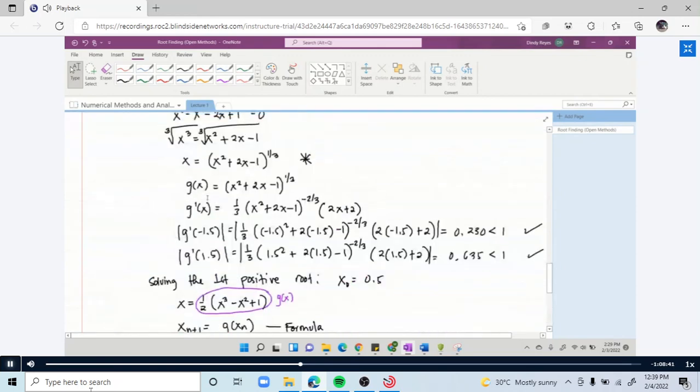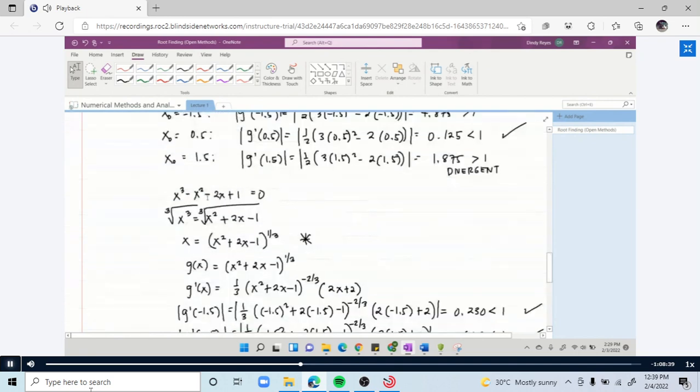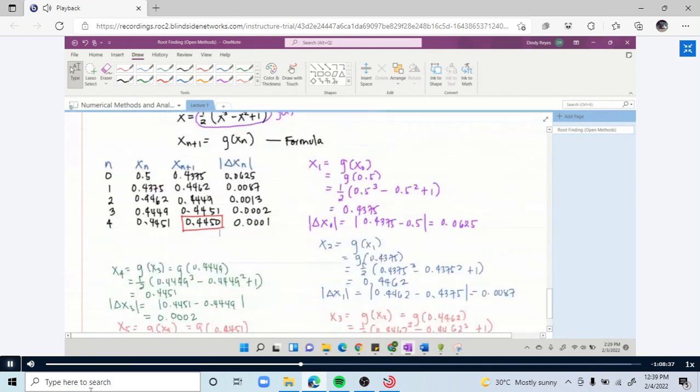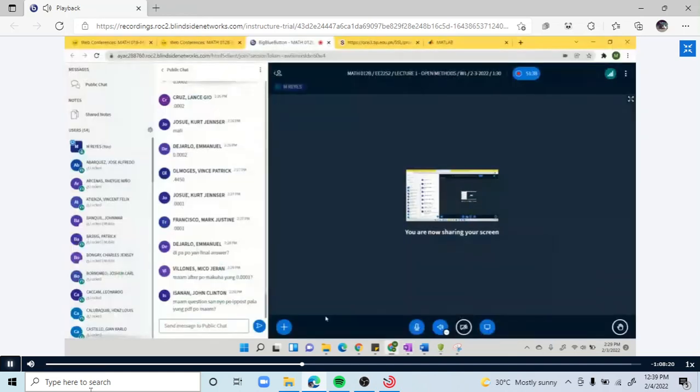Eh, meron ka pang dalawang roots, di ba? Sabi ko kayo na yung gumawa nun para may practice kayo. So, meron ka pang negative root, you still have another positive root. So iba yung solution doon, iba yung solution dito. Okay? But for this particular root, this is your final answer, because we have already obtained the stopping criterion over here.